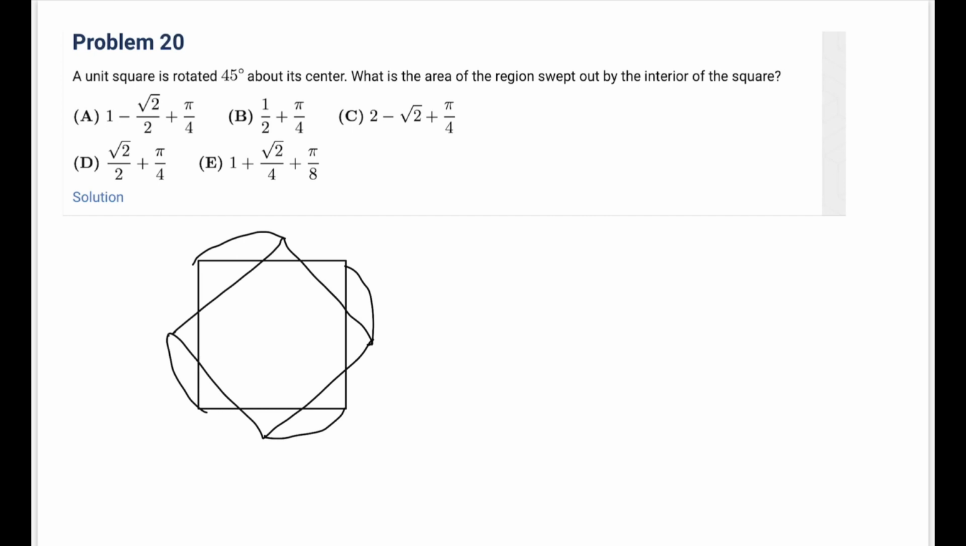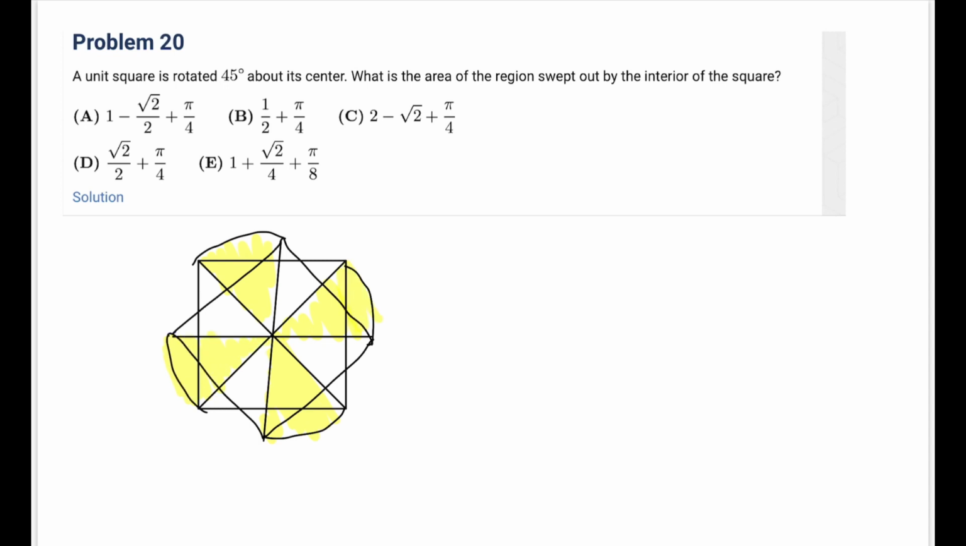So there would be this line like this, and then this line like this, and then this line like that. And so what we need to get first are these four yellow highlighted areas, the ones with the arcs. So let's get those first.